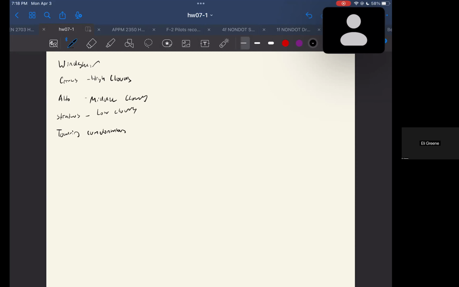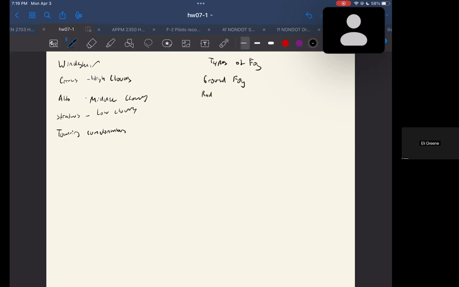We also have a bunch of different types of fog that we have to know. Types of fog: we have ground fog. Ground fog is just fog that apparently covers the 20 feet closest to the ground. So if it's less than 20 feet deep, it's considered ground fog.